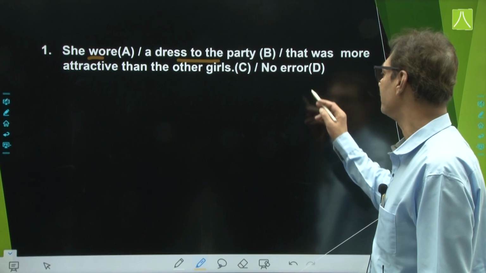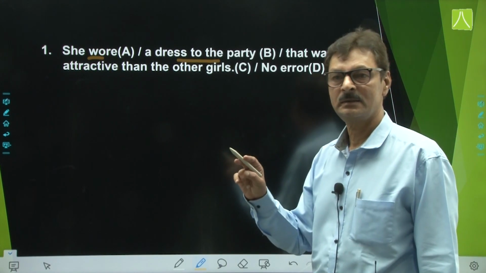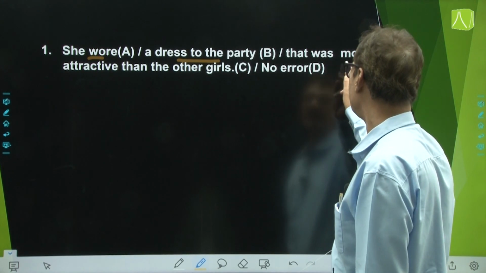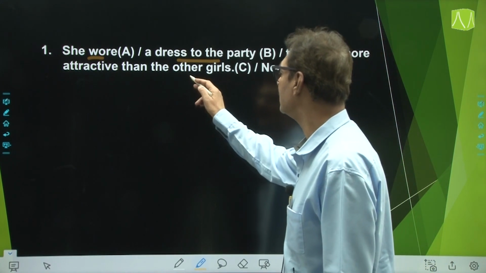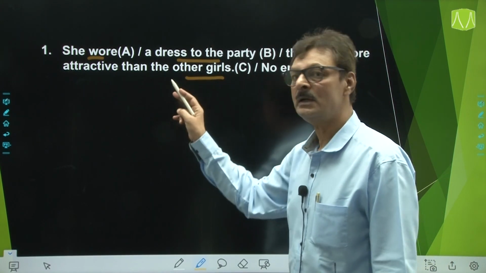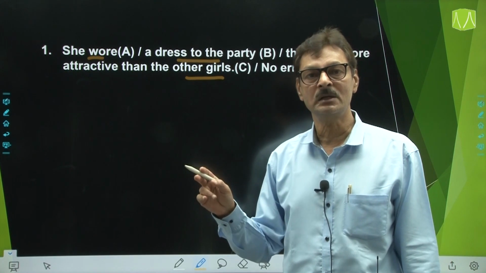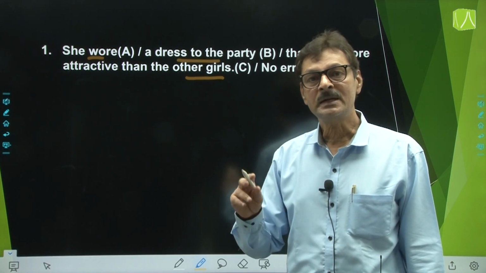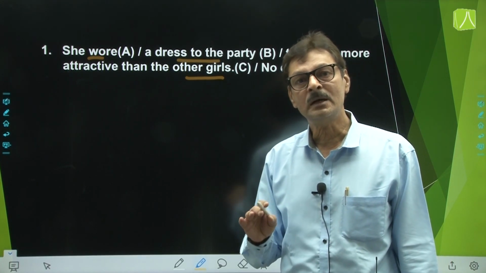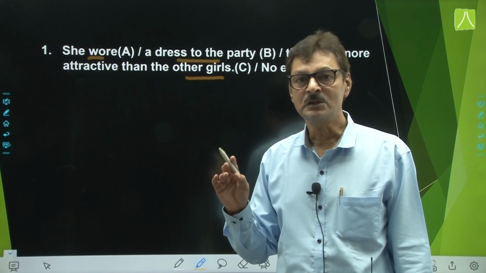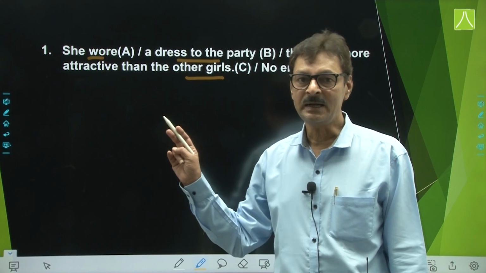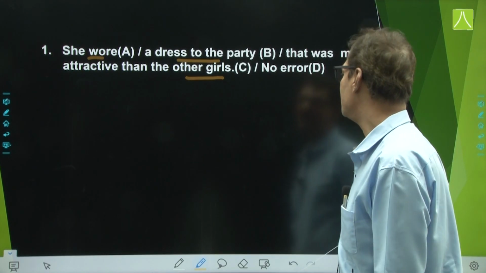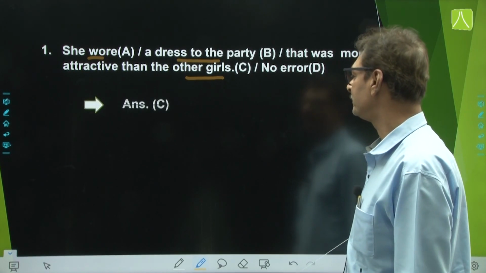Now what is the error? We are comparing the dress. So, she wore a dress to the party that was more attractive than the other girls. यहाँ पे we are not comparing with the dresses of the other girls. हम उसके dress को किससे compare कर रहे हैं? With the other girls. So this is not a comparison. The error is over here. So the mistake is in part C.